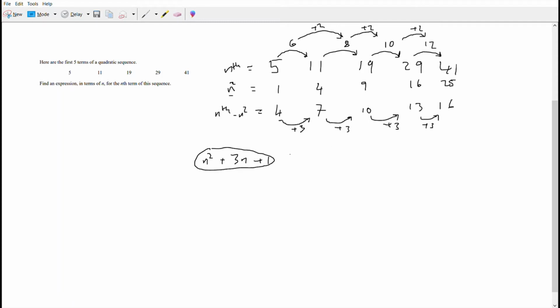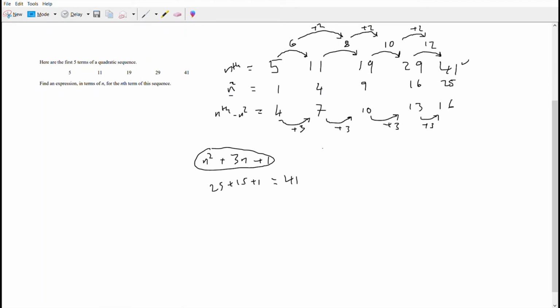Remember, always check our answers. So how can I check this? We've checked that the 3n plus 1 is correct. How do we check the whole thing is correct? By simply putting in a random number, let's just say 5. Put 5 into this equation: 25 plus 15 plus 1. That's going to give us what? 41. Is that correct? Yes.